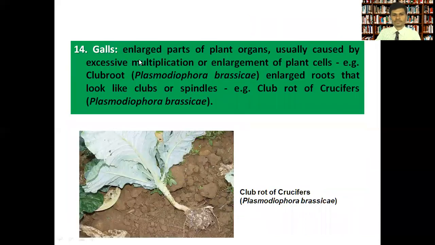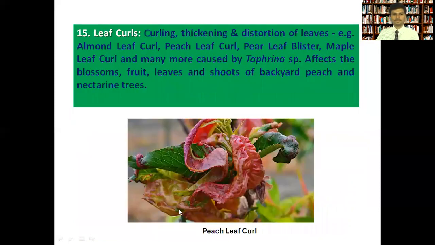Then galls, enlarged parts of the plant organs, usually caused by excessive multiplication or enlargement of the plant cells. Example, club root. Here we can see club root of crucifers, which is caused by Plasmodiophora brassicae. The enlarged roots look like a club or spindle. Here you can see the club or spindle-like appearance of this crucifer plant.